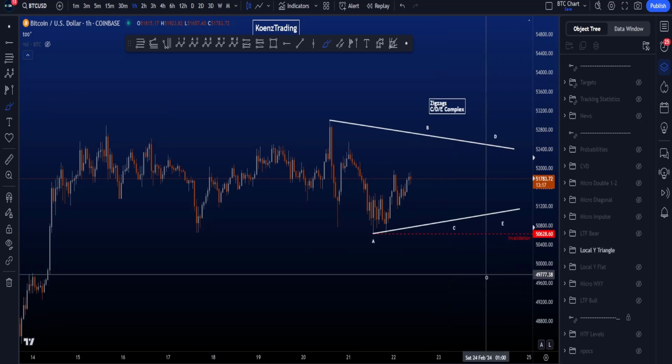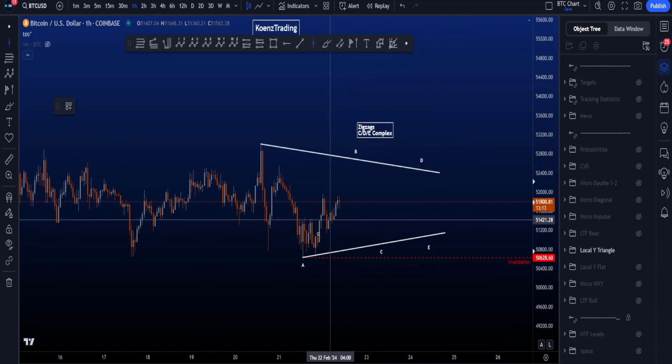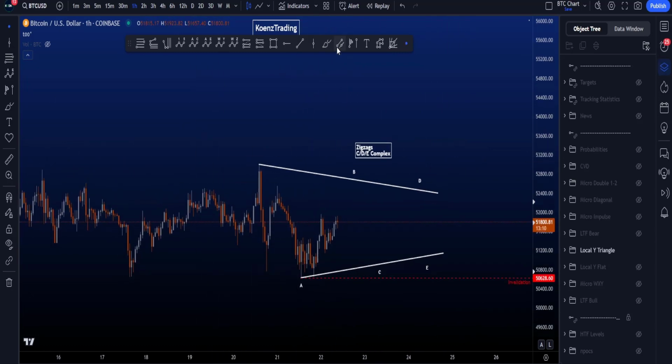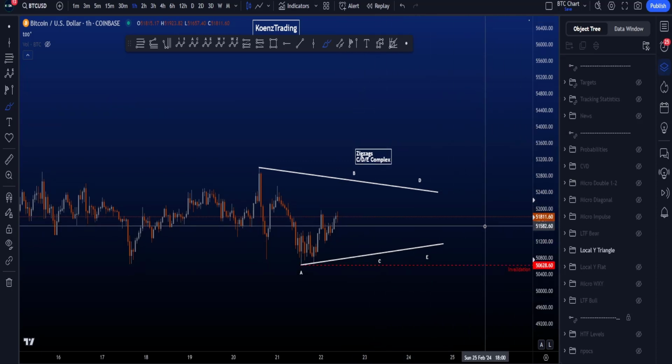If we look for a triangle in this wave Y, then it's still very, very early, right? We only finished a wave A in this particular scenario. We're still working on a B. We need a C, a D, and an E before continuation. That will take a lot of time as well.